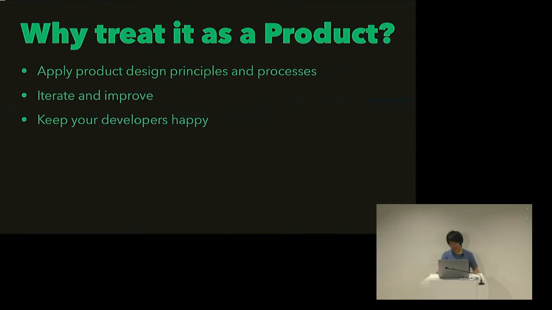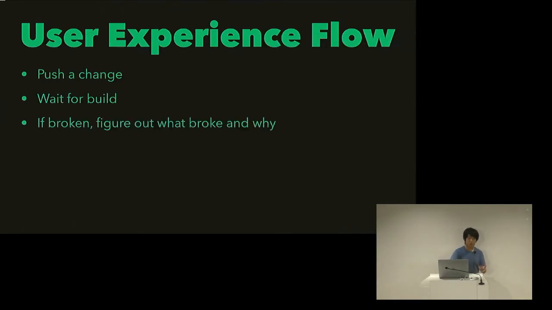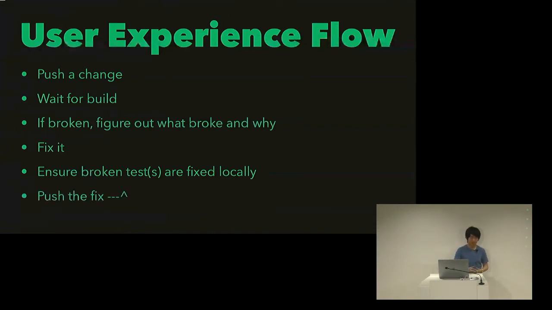All right, so let's look at the user experience flow of a typical build pipeline. Because every product has a user experience, and in our case, to use CI, we usually push a change after making a bunch of changes. We wait for the build to happen, and if it breaks, we figure out what broke and why, and then ideally we would fix it, and hopefully we'd also ensure that the broken tests are fixed locally first before pushing up to CI. But in some cases that's impractical, and then we push the fix and then rinse and repeat.